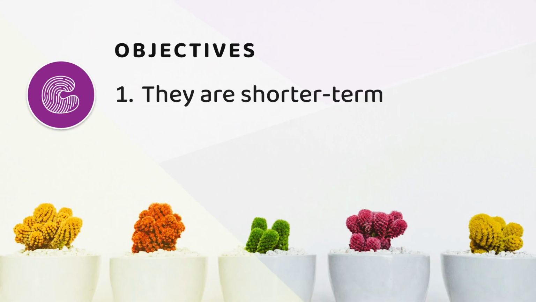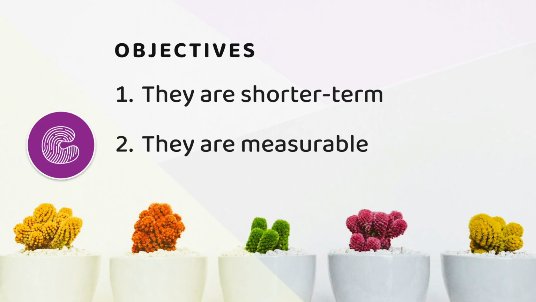Number one, they're shorter term. Usually they span from a couple of weeks to a couple of months. And number two, they're measurable. How much actually happened compared to what was initially planned. By nature, they're subordinated to the goals and when set correctly, enable you to accomplish that end goal.